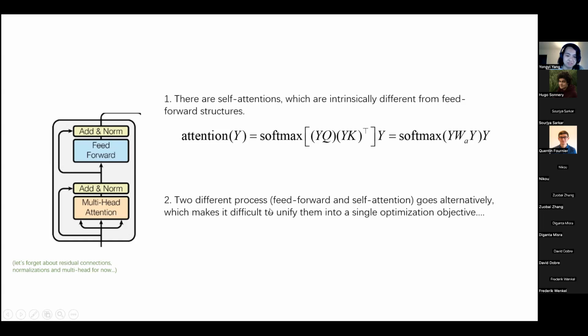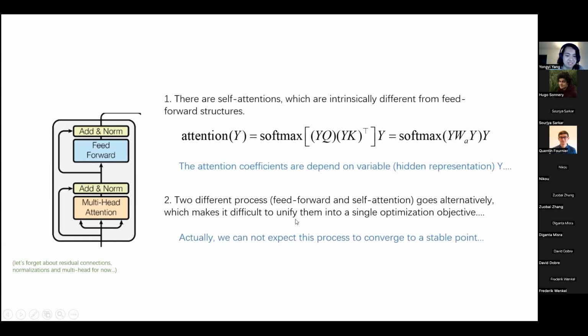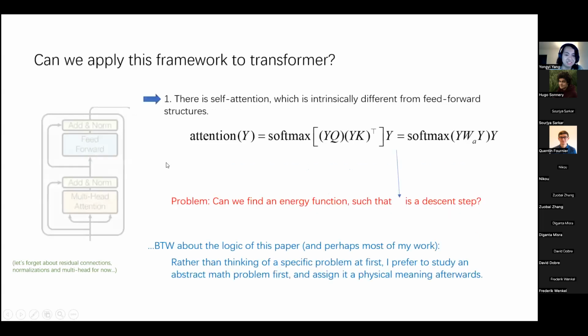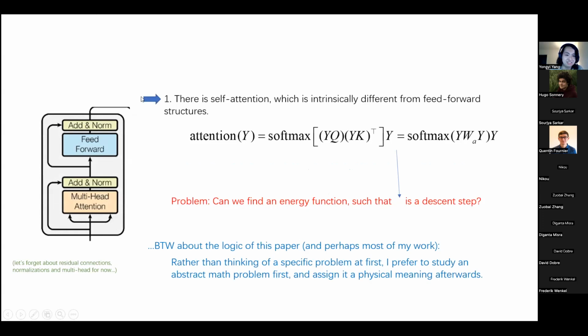And the second problem is that there are 2 different processes in the transformer encoder, basically the self-attention and the feed-forward network, and they go alternatively. So it's kind of difficult to unify them into a single optimization objective. And actually, we cannot expect this process to converge to a stationary point. I will explain why later. So let's solve these problems one by one. We will consider the first problem first.